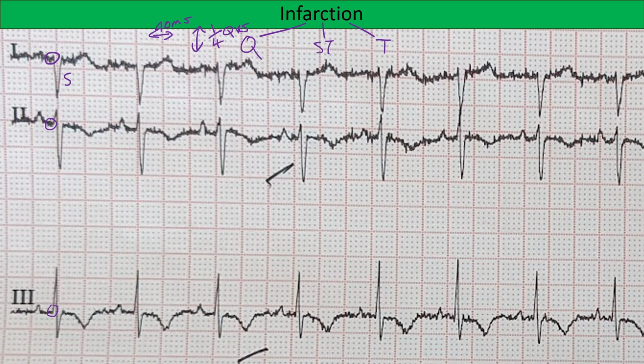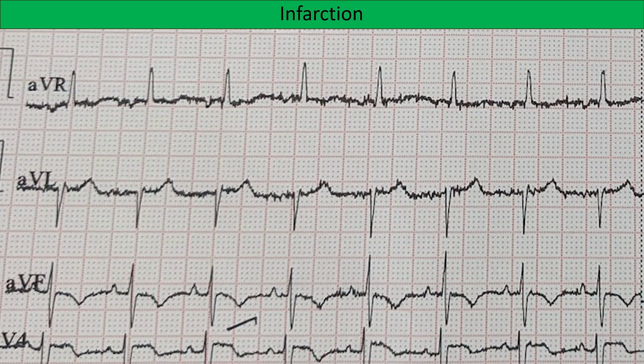Now for ST changes, the proper way to work it out is to find the J point. So the J point is here, and we go 2 squares along, so about there. And we compare this to the ST segment. So again, probably no significant change. In lead 2, we see again no significant change. Lead 3, again no significant change. Now with the T waves, we see that in lead 1 they're upright, in lead 2 they're inverted, and in lead 3 they're inverted. Now an isolated inverted T wave in lead 3 can be a normal variant, but if it's also inverted in lead 2 like here, you should consider other causes.